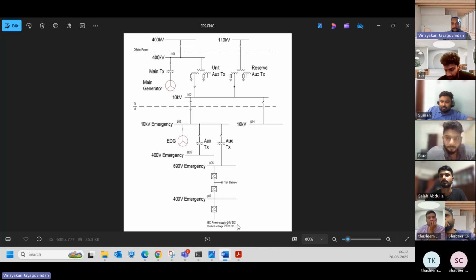There will be multiple DGs we will be using, and portable DGs, and we will diversify the power supply system. There will be multiple sections of these kinds of arrangements. It's not only single. So these are part of redundancy, as we already discussed in our previous classes. I hope everybody remembers the same.